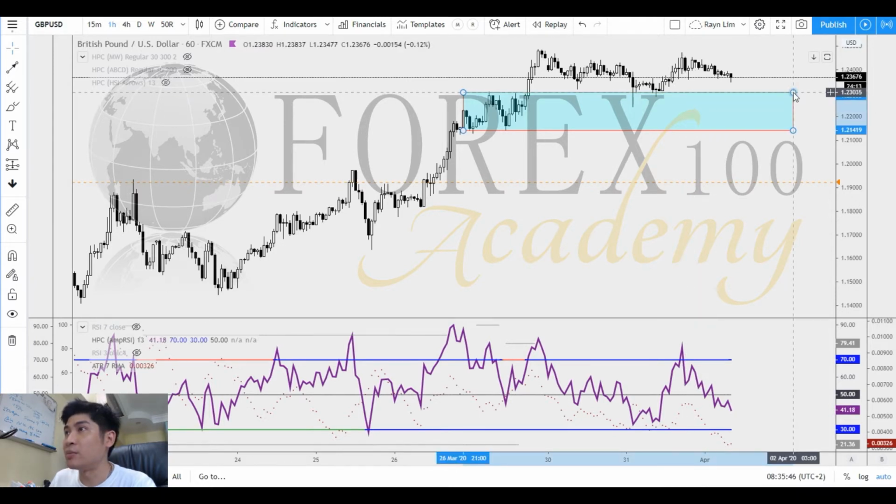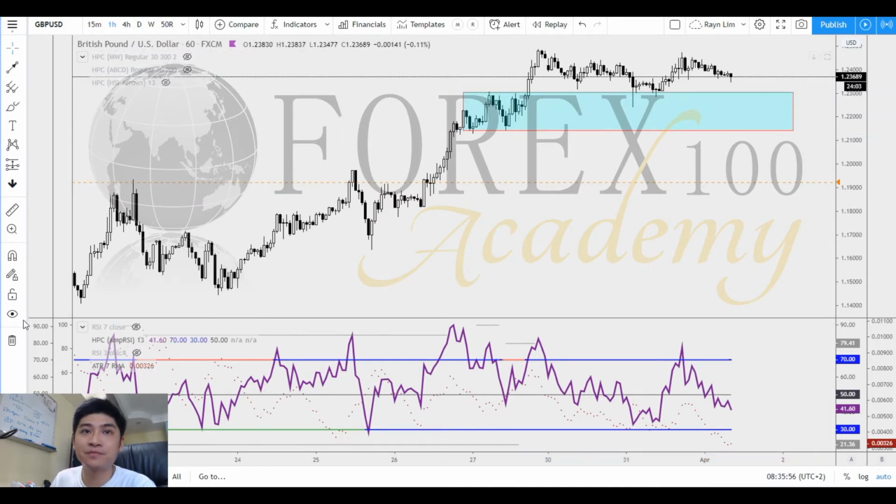Okay, personally, I'm not looking at this area. I hope the market extends a bit lower so I have a better reward to risk. Let's see how it goes. Yeah, all good.